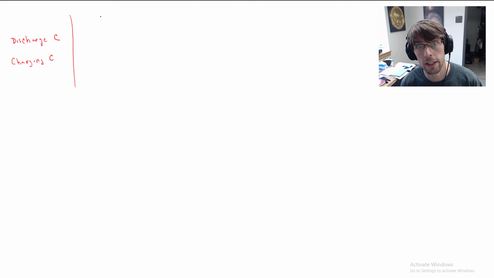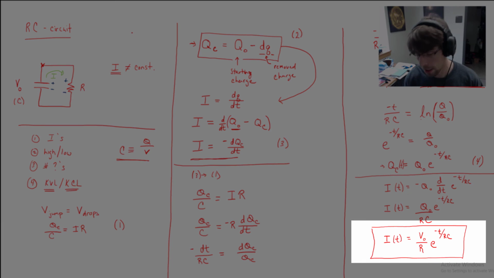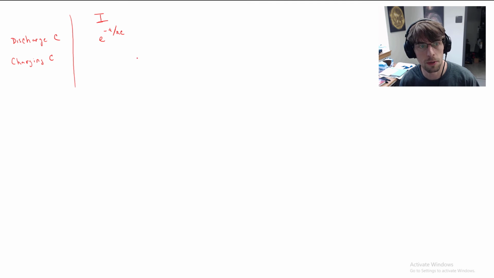So to recap, for a discharging capacitor, and then I'll have a charging capacitor. The current in the circuit is given by something like e to the negative t over RC. In fact, we can go back here. V naught over R. Of course, I should have known that. So the initial charge on the capacitor divided by R.